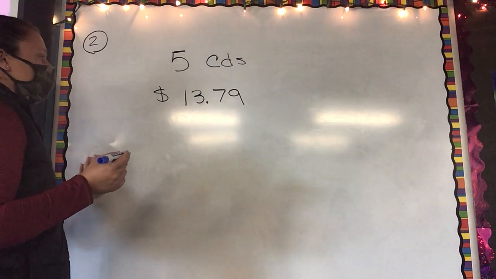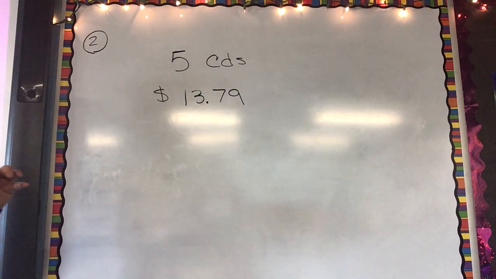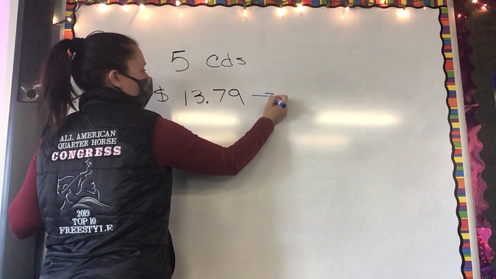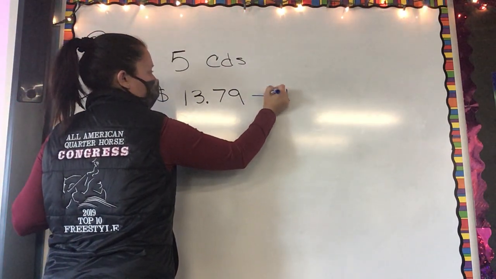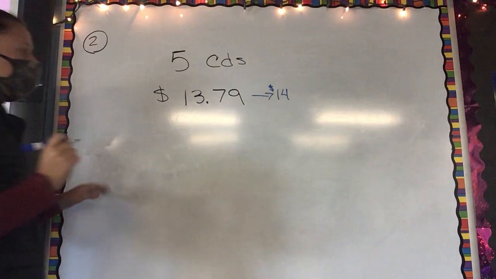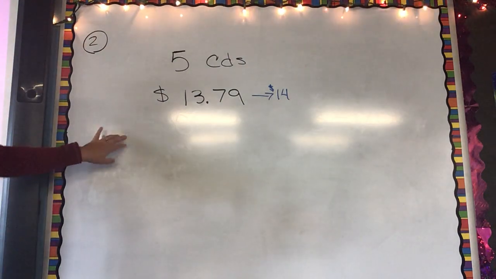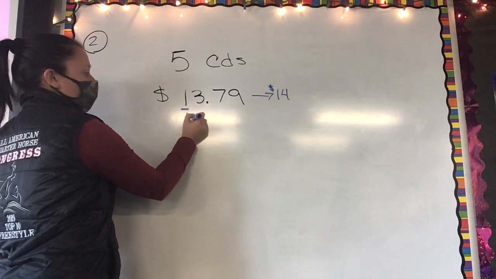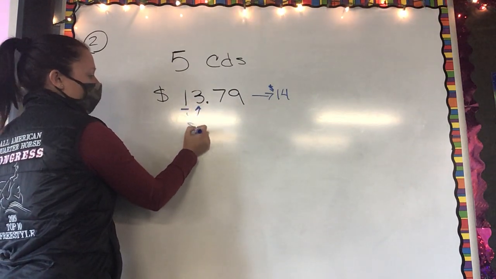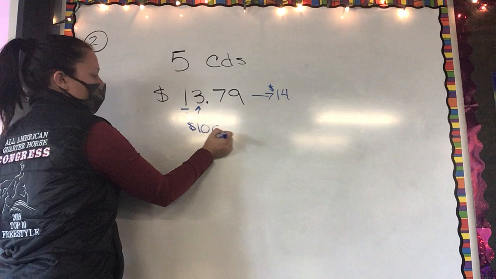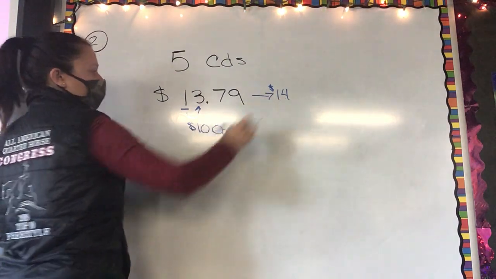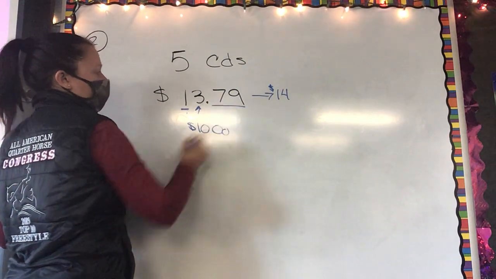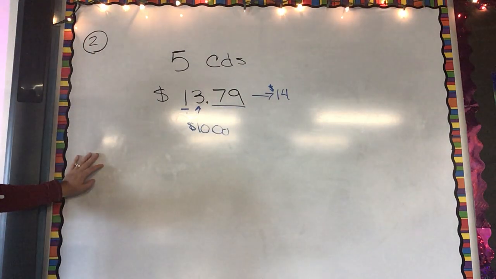What did you round here to get an estimate? Mason? 14. You rounded this one to $14? Yeah, because the 7 is higher than the 5. I think I would have made this one a little easier on myself, and I would have looked at the 10s, and then this is a 3, so I would have rounded this one to 10. But this is not incorrect either. So you rounded to your 1s, you got rid of your change. That's acceptable too.